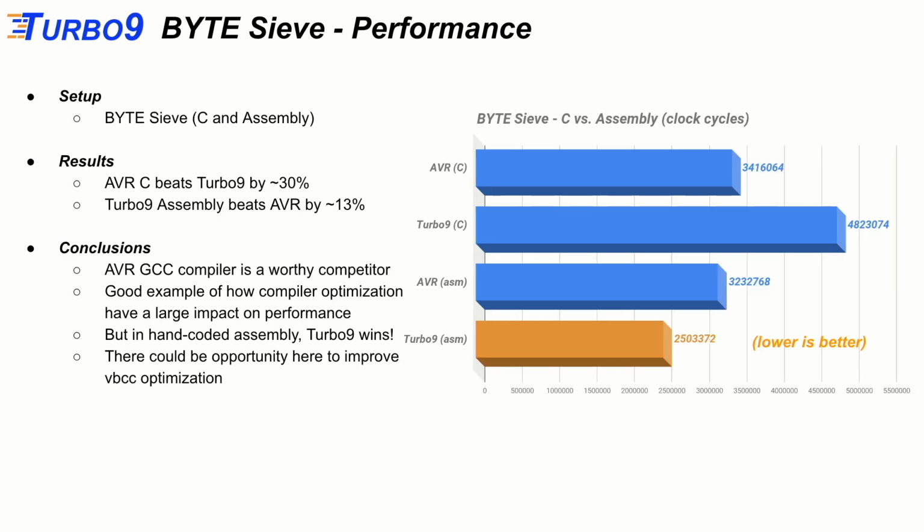I do lose one of these battles. Which one is it? Yeah, C. So byte sieve in C turned out to be larger than the AVR. And that's because, if you look at the GCC AVR compiler, it is really good.